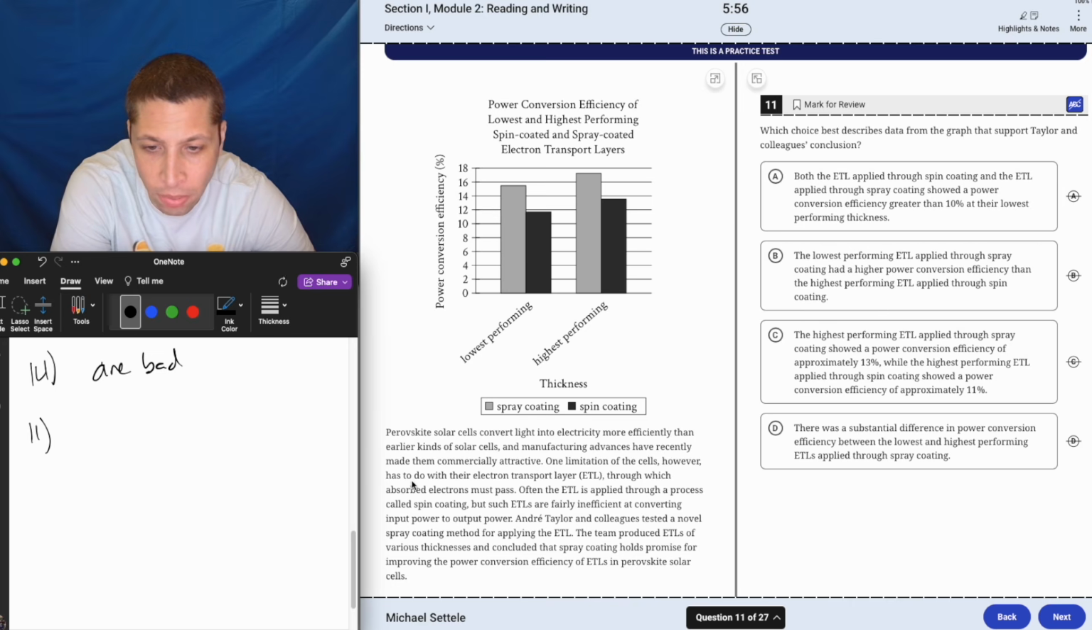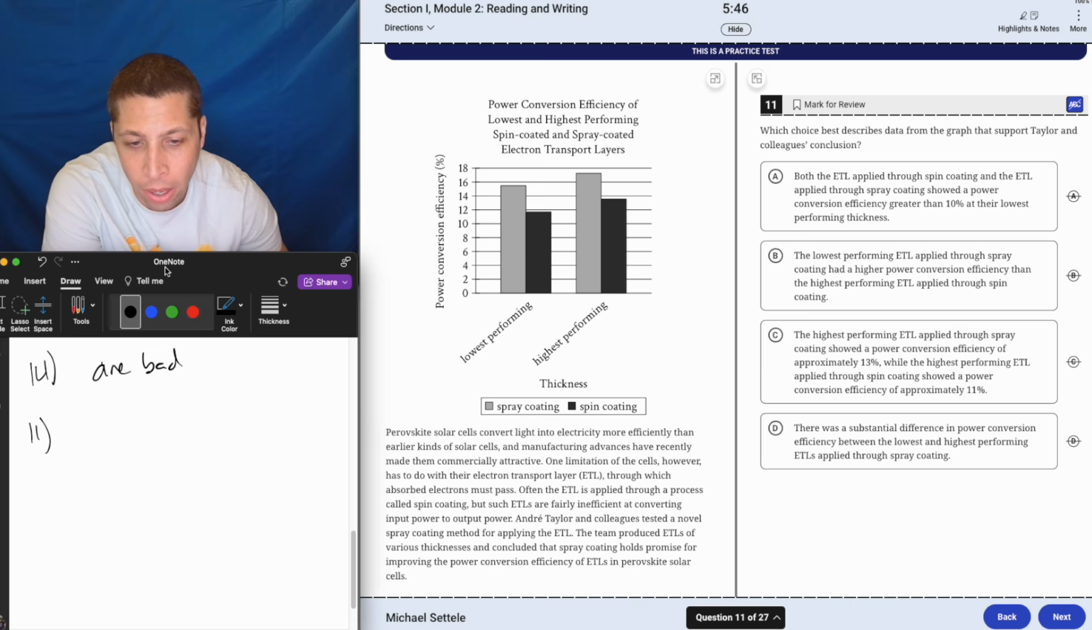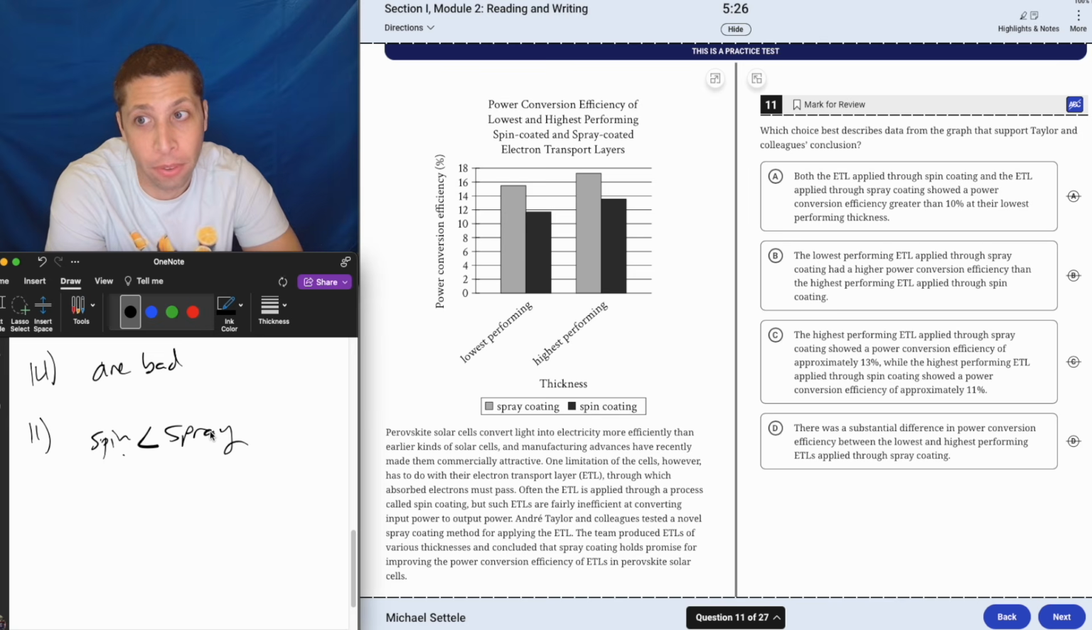One limitation of cells, however, has to do with their electron transport layer through which absorbed electrons must pass. Often the ETL is applied through a process called spin coating, but such ETLs are fairly inefficient at converting input power to output power. They tested a novel spray coating; the team produced ETLs of various thicknesses and concluded that spray coating holds promise. So spin is worse than spray. Yeah. And it looks that way for both of them.